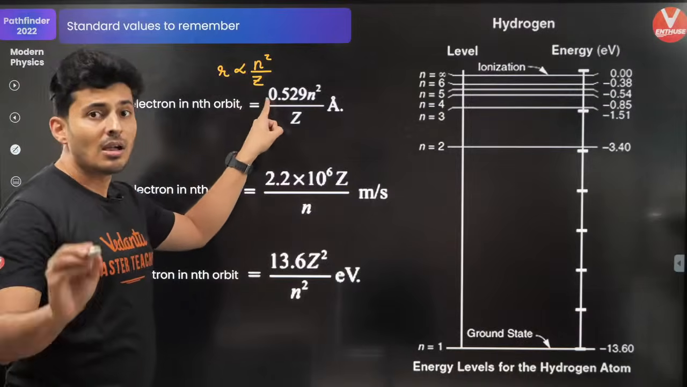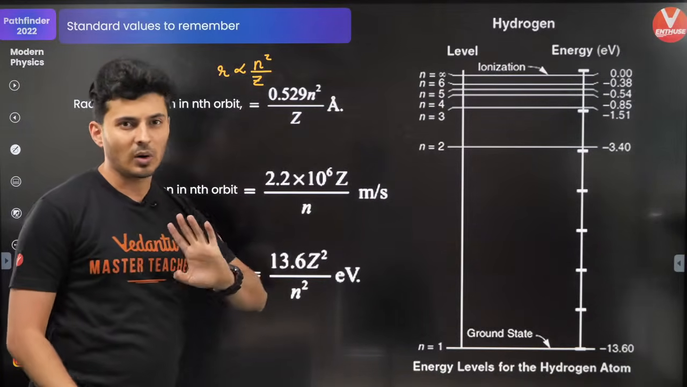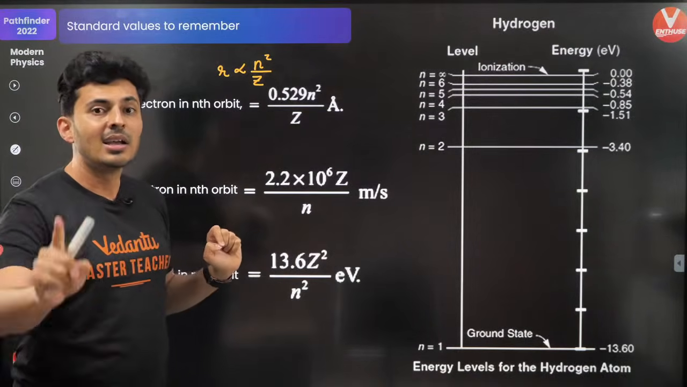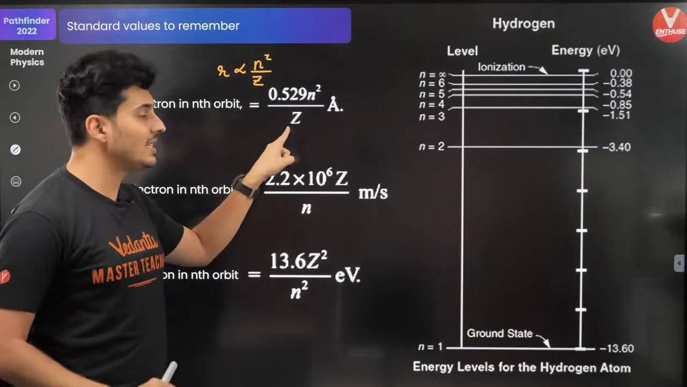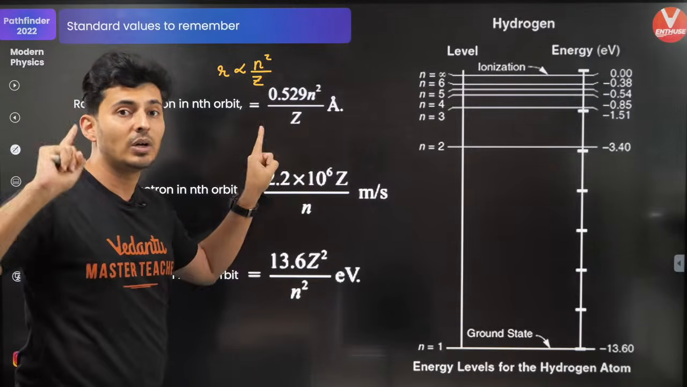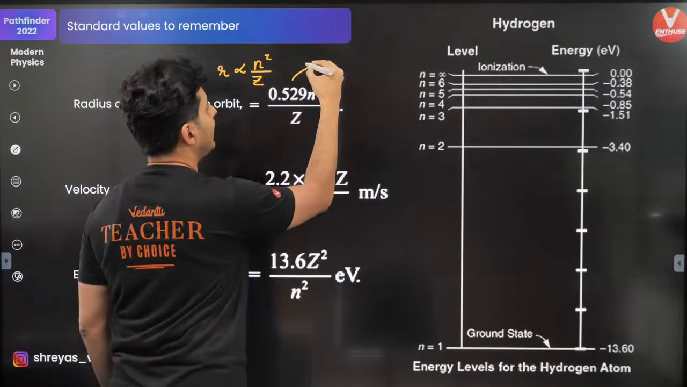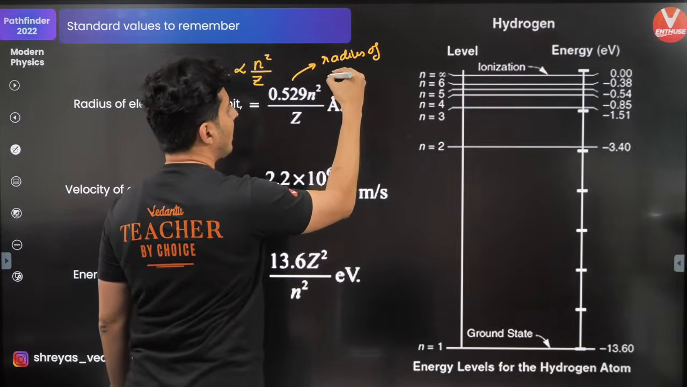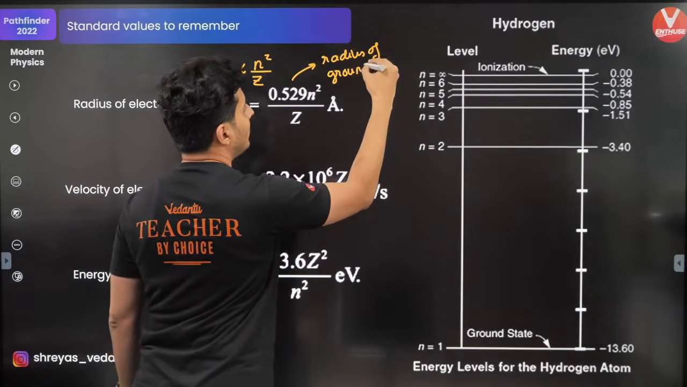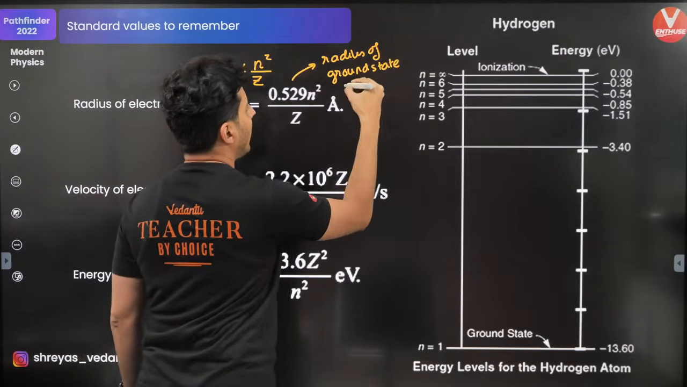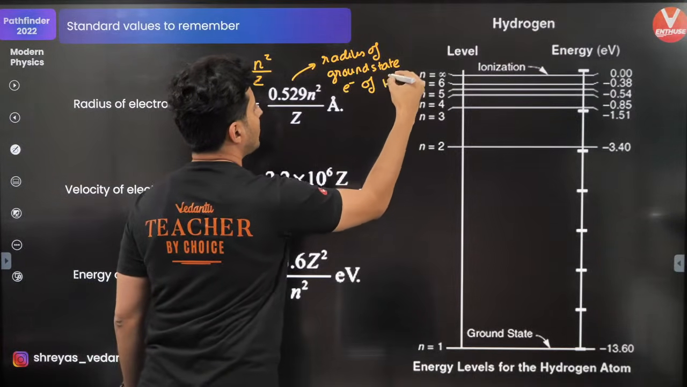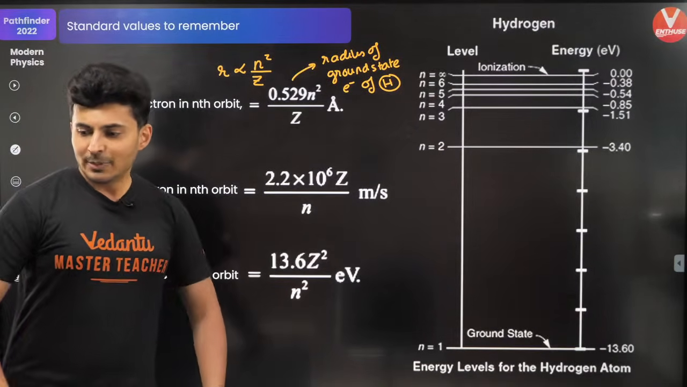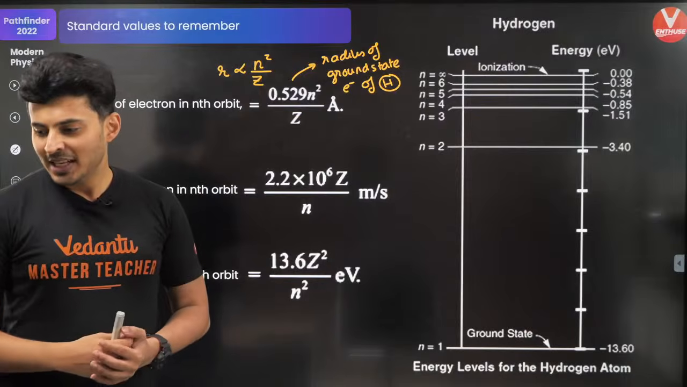That constant is 0.529 Angstroms. Angstrom is 10 to the power minus 10 meters. This is something you should remember. Now think, if you put n as 1, z as 1, that's for the first orbit of hydrogen. This is the radius of the ground state electron of hydrogen atom. Does that make sense to you? 0.529 Angstrom. Yep, it was there in gravitation too.